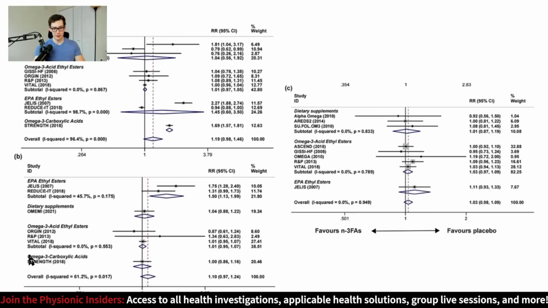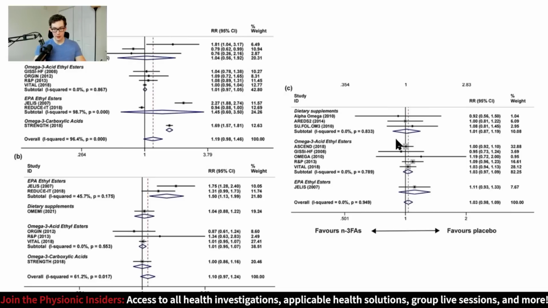Next, bleeding disorders, so increased risk of bleeding. For the overall effect, there is no statistically significant effect. However, EPA ethyl esters, between these two studies, indicate there is an increased risk, and it was statistically significant. So these other versions of omega-3s highly likely do not increase risk of bleeding, but these ethyl ester versions, based on two studies, do indicate there is an increased risk of bleeding disorders. So something to consider, something I wanted to report.